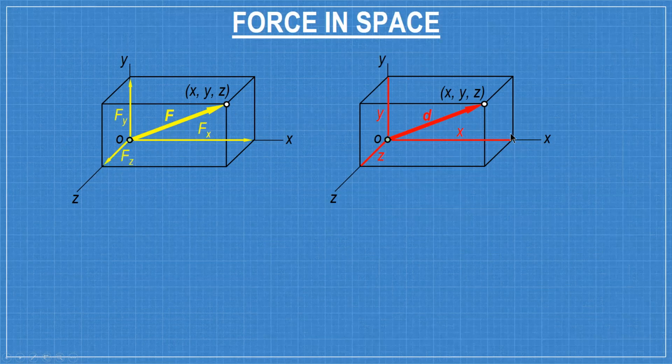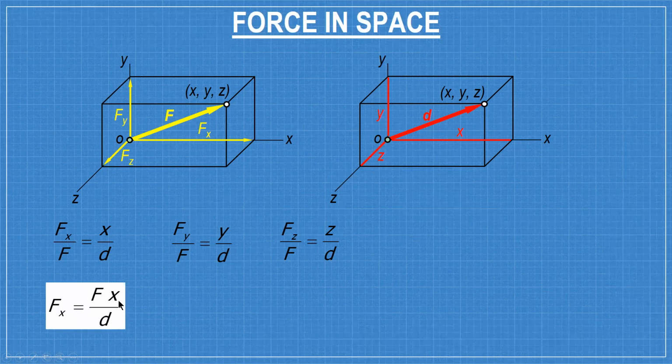And based sa ning duha ka boxes, nakakuha ta og ratio and we can do ratio and proportion. Kana fx over f is the same as x over d. And then fy over f is the same as y over d. And then fz over f, z over d also. So, i-cross multiply mo ang f, nata inani.